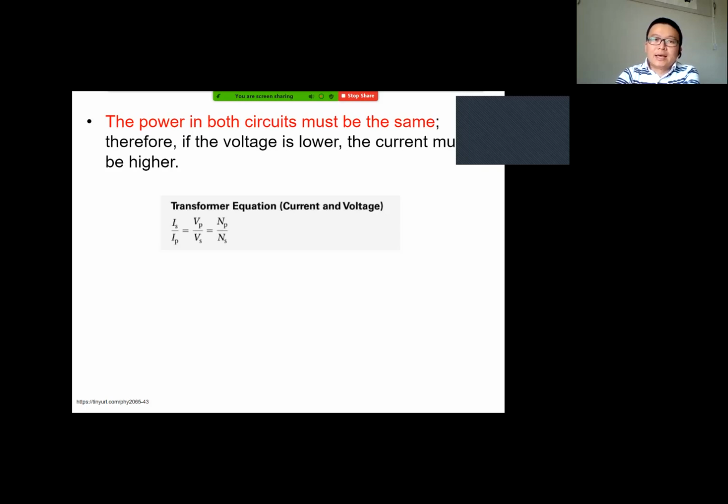And you can see then, in terms of the number of turns of coils, the current on the secondary over the current on the primary should be equal to the number of turns of coil on the primary divided by the number of turns of coil on the secondary. So this is a more complete transformer equation for relating both current and voltage with the number of turns of coils on the two circuits.